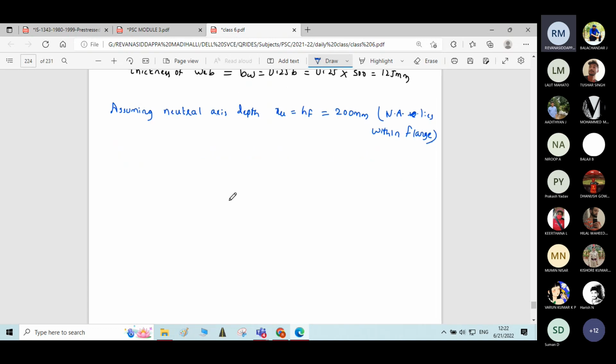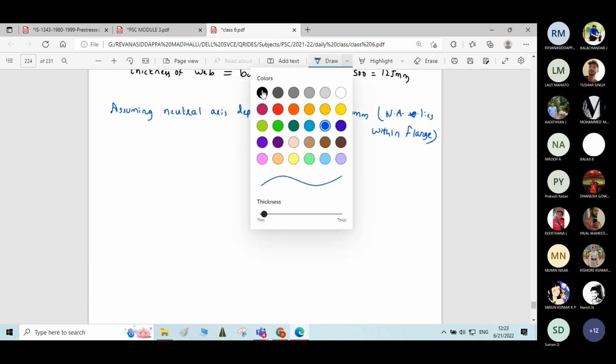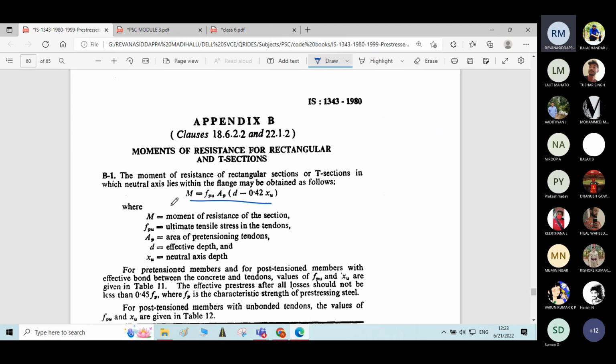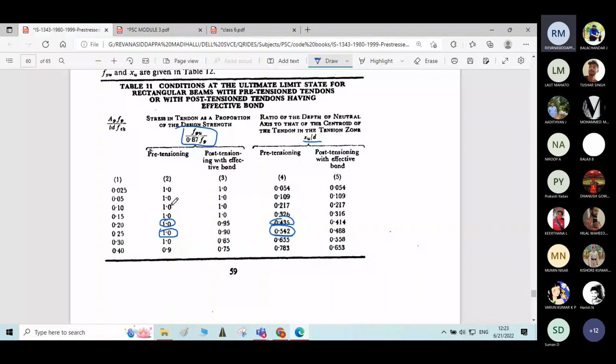Okay, therefore XU by D is equal to XU, we assume it as 200 mm. Effective depth we got as 1000 mm. This ratio becomes how much? This ratio becomes 0.2. Okay, then what next? Using this XU by D equal to 0.2, you need to find the corresponding FPU by FP value.